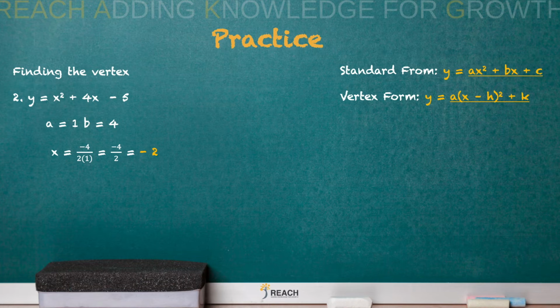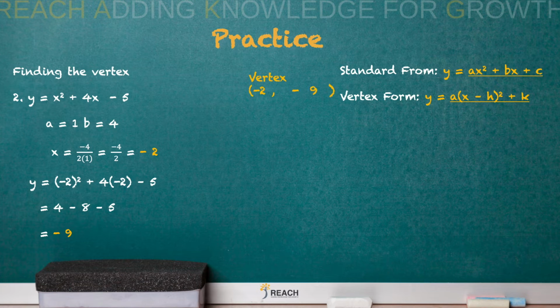Now we go ahead and plug our x value, which is -2, into the original function. When we plug it in, do the math. So -2 squared plus 4 times -2 minus 5. What we get is 4 minus 8 minus 5, which is -9. So we've got our x value and our y value, so it's a coordinate point. Our vertex is -2, -9.